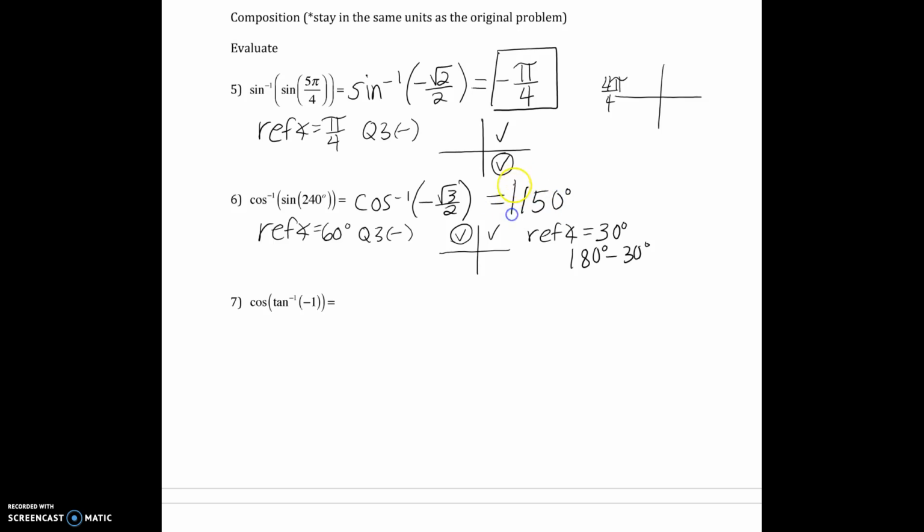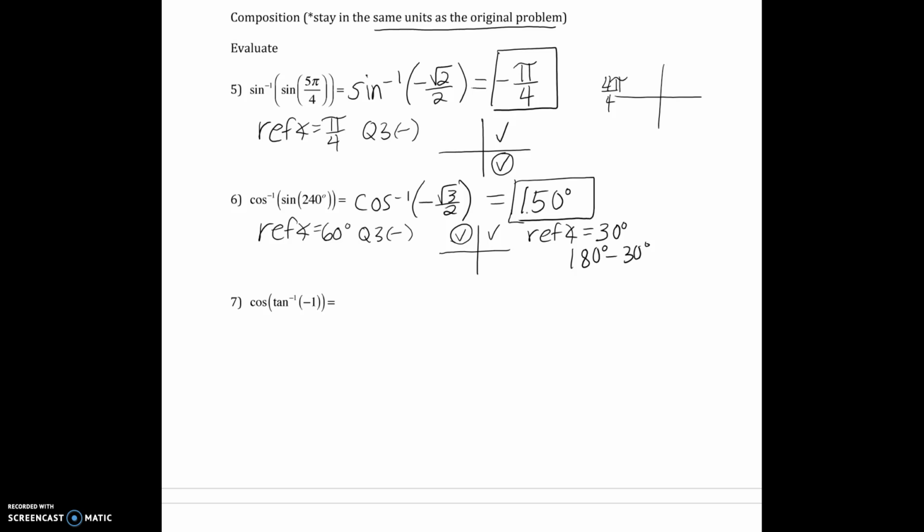Notice my answers are staying in the same units as the original problem, which we stated up above. That is a side note. You do need to know that anytime you're starting in radians, you should end in radians, or anytime you start in degrees, you should end in degrees. If it doesn't specify, like the next one, then it doesn't matter which one you decide to go with.